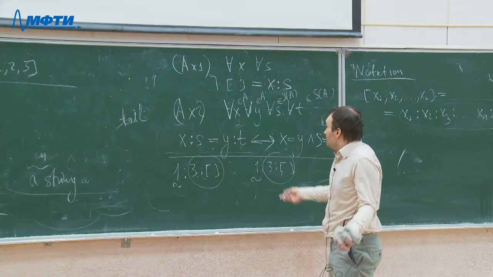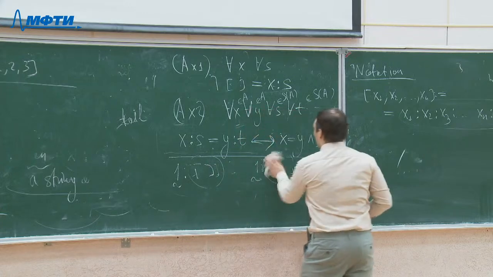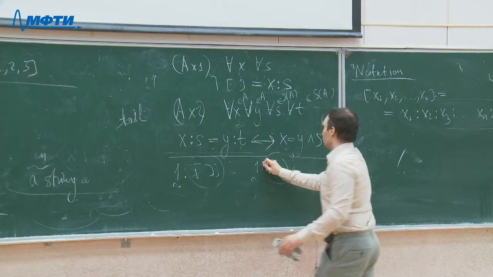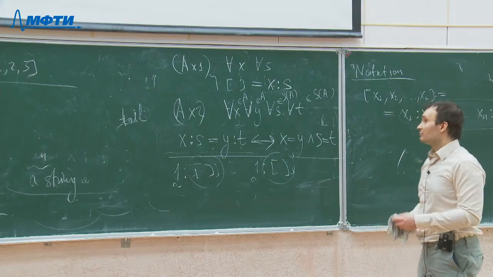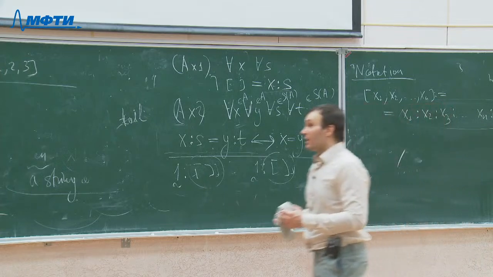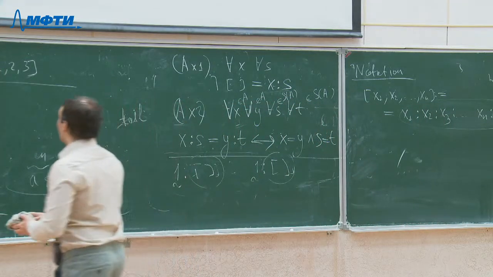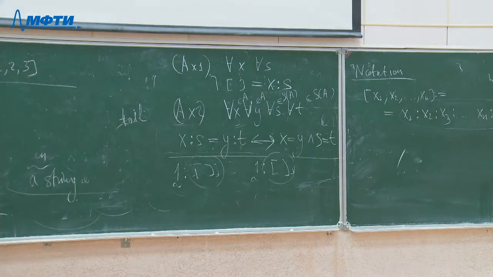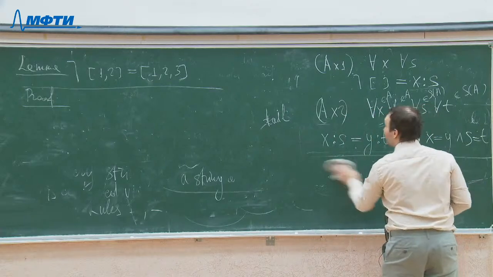May these tails be equal, be empty? Of course, why not? Both, yeah, may be empty. Of course. So I haven't understood your question, by the way. So please rephrase it. What's the problem with this definition?